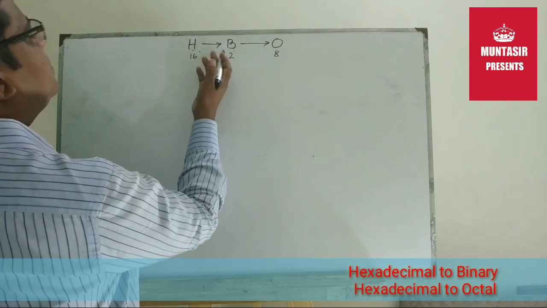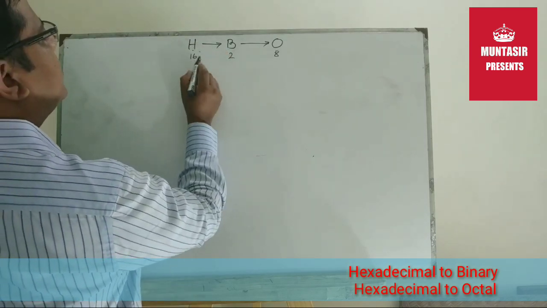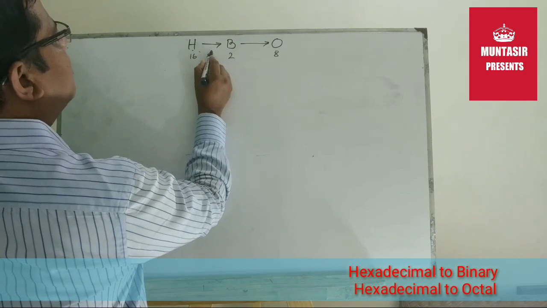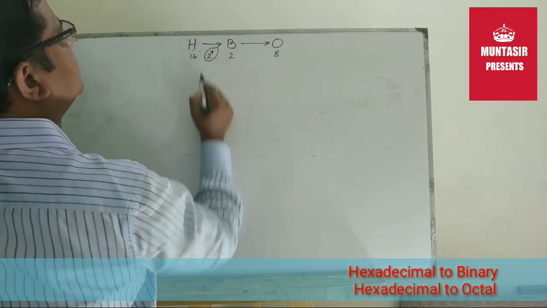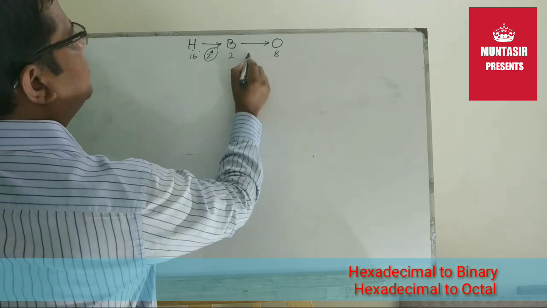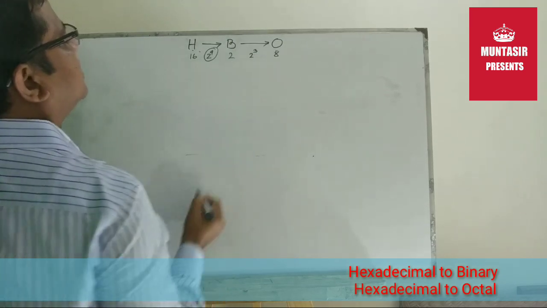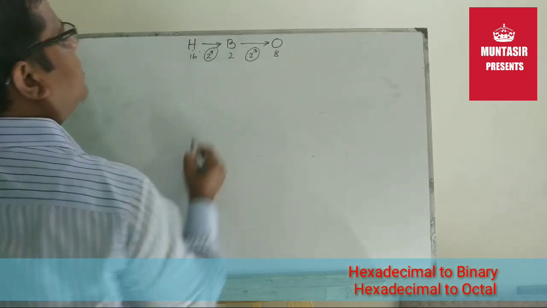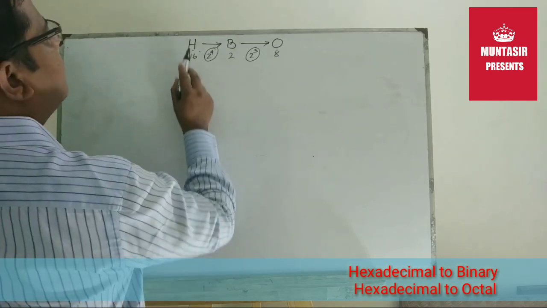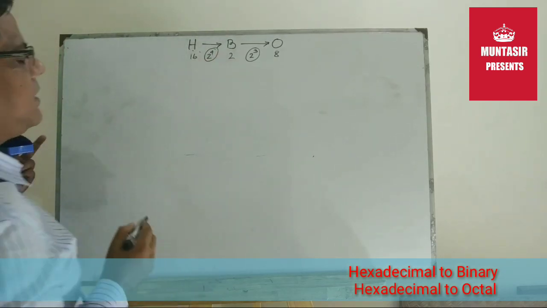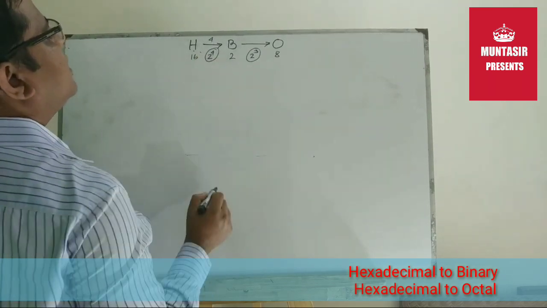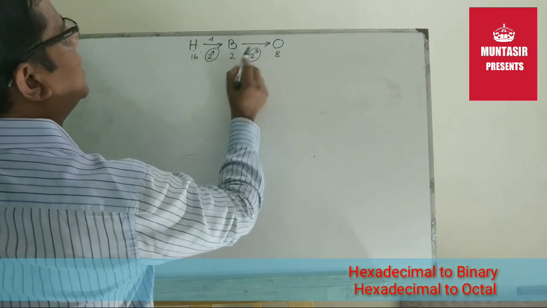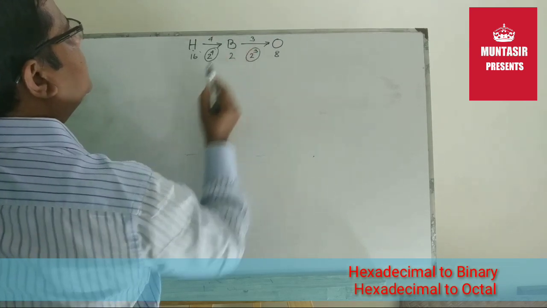And what is the relation between hexadecimal and binary? 2 to the power 4. And what is the relation between binary and octal? 2 to the power 3. So, if you want to convert hexadecimal to binary, we use 4 bits, and for binary to octal we use 3 bits.